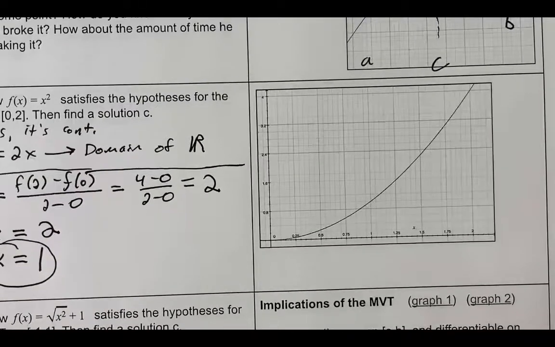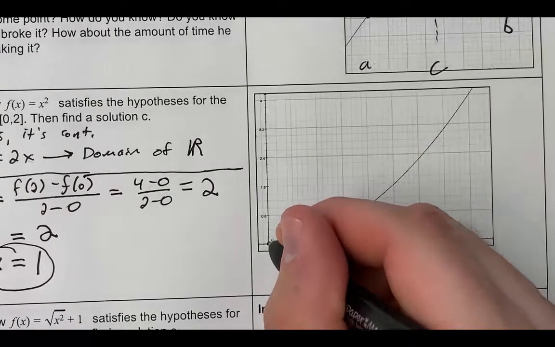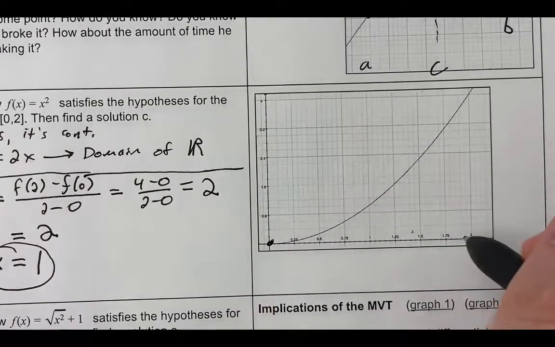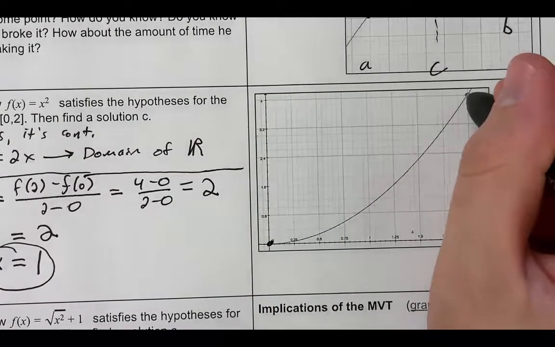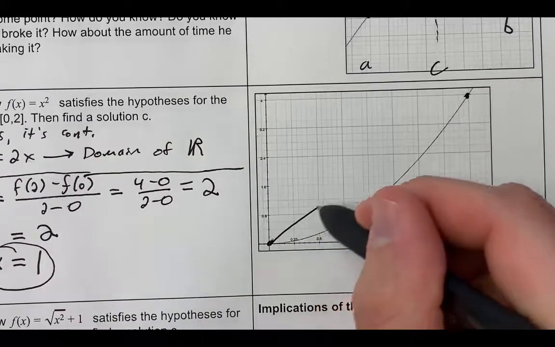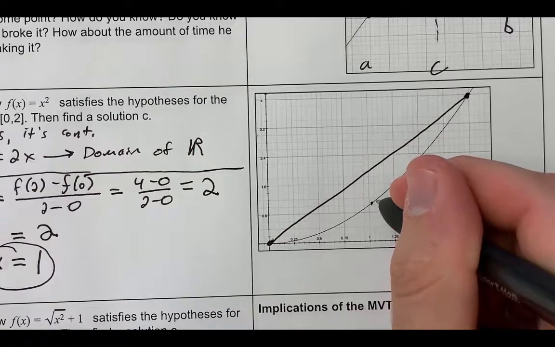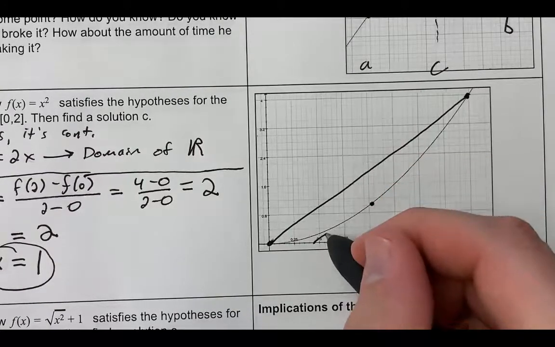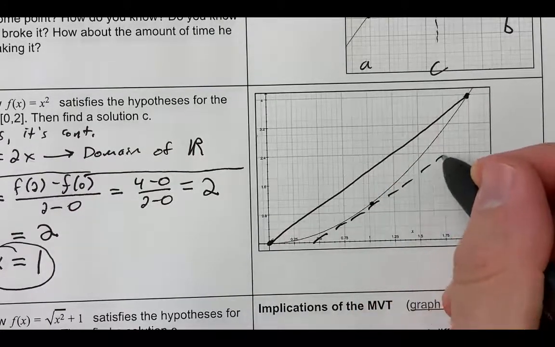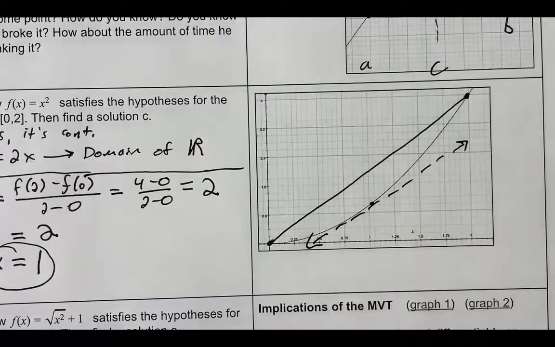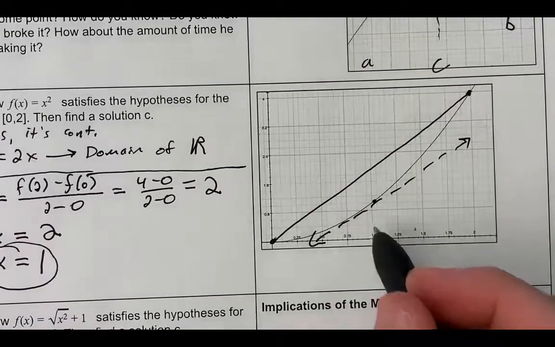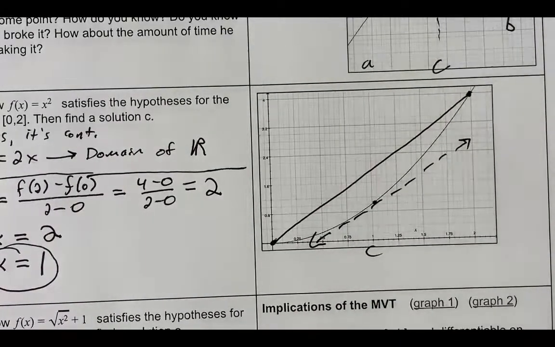Let's look at the picture over here. So if we're looking from 0 to 2, and we draw in the secant line, at the point (1, 1) is where the slope of the tangent line is the same. Okay, so that's the c value right there, it is 1.